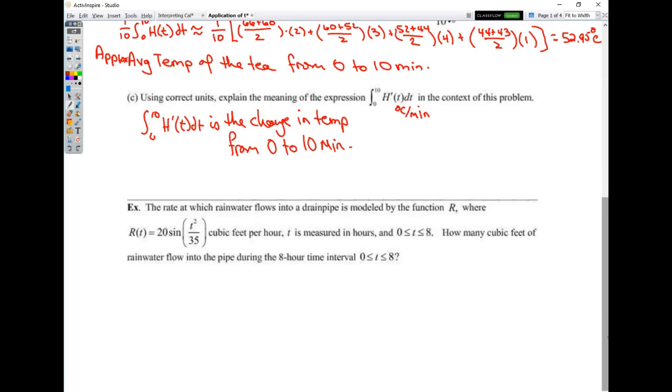The next question is a calculator question, and you're going to like this particular one because calculators are fantastic. So in this problem, it says the rate at which rainwater flows into a drain pipe is modeled by the function r, where r of t is 20 sine of t squared over 35 cubic feet per hour. T is measured in hours, 0 to 8. How many cubic feet of rainwater flow into the pipe during the 8-hour time interval? So I want to figure out how many cubic feet. So right here, I'm looking at the units. I go cubic feet per hour, to cubic feet.